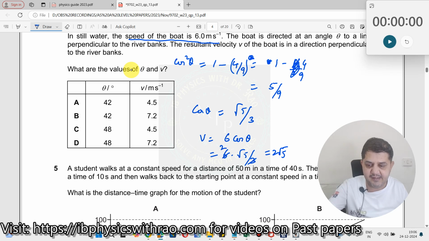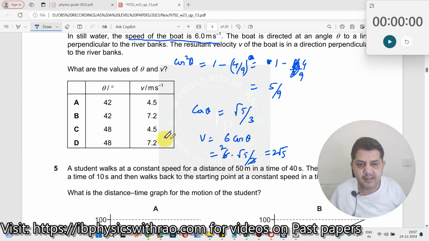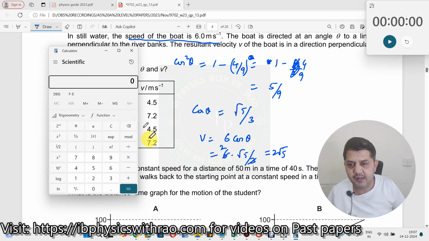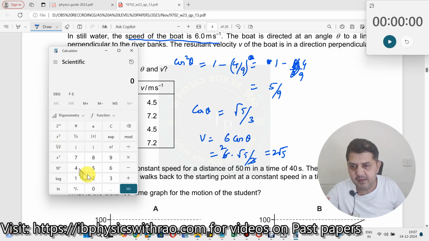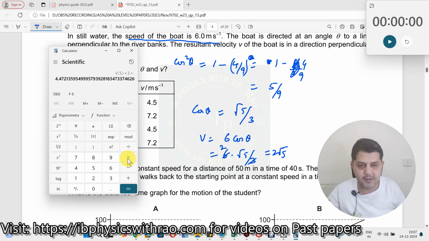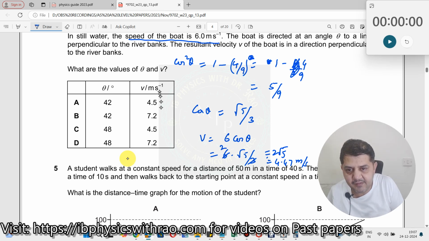It's very easy to calculate this. Let me calculate it using my calculator. Right, so this is 2 root 5. What is 2 root 5? Square root of 5 multiplied by 2. What do I get? I get 4.47. So I get the answer here as 4.47 meter per second. 4.4 is nearly 4.5, so these two options are definitely incorrect. It should now be either this or this.